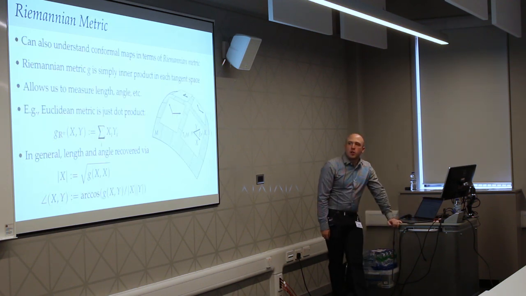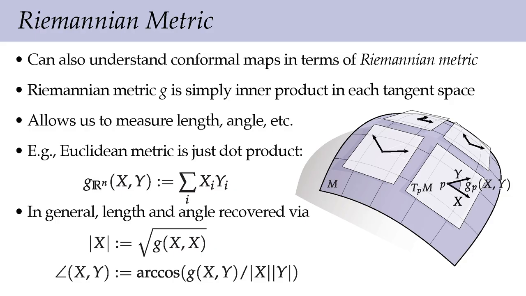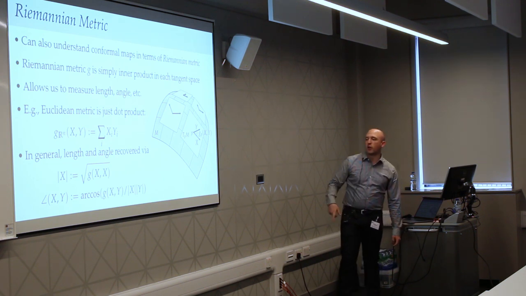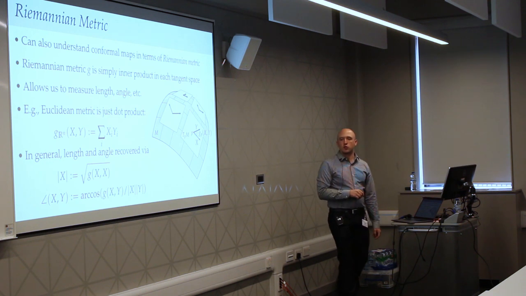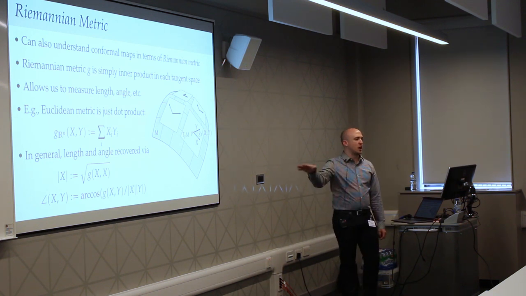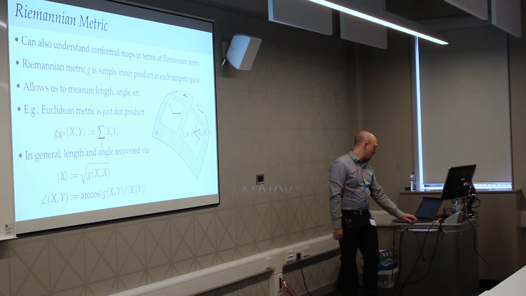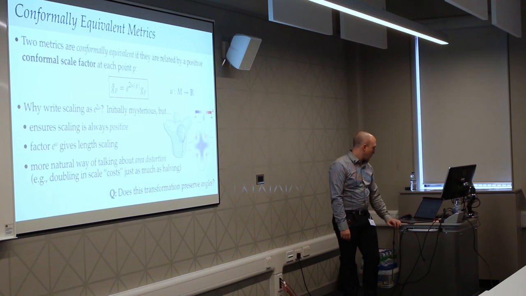Okay. Another really important viewpoint on conformal maps is the viewpoint of the Riemannian metric. So very, very briefly, what does the Riemannian metric do? It says, if I have two vectors now, what is the inner product between them? And once you know an inner product between vectors, well, you can easily recover their length by taking the square root of inner product with itself, or the angle by, okay, maybe the arc cosine of the inner product of the two vectors divided by their length. Usual types of formulas that you would do with vectors, except now these are vectors on a surface. Okay, so a Riemannian metric is just an inner product of vectors on your surface.